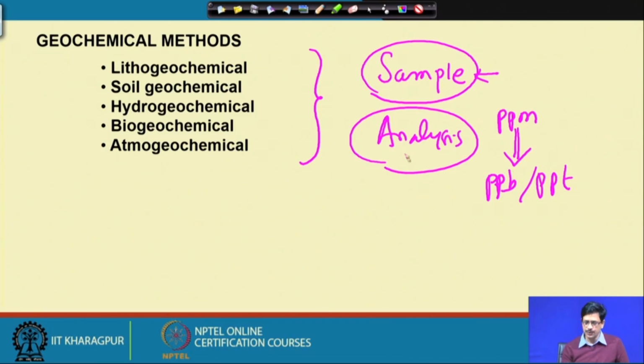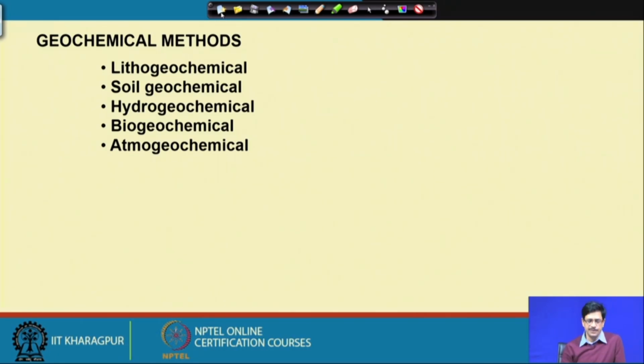And we are not going to discuss much about the analytical equipment or the principles on which this analytical equipment work, because they are beyond the scope of this particular discussion. So, we will only be talking in brief about the geochemical methods. One thing we can keep in our mind is that we are talking about the primary and the secondary geochemical dispersion pattern, or the mobility of the metals in different environments.